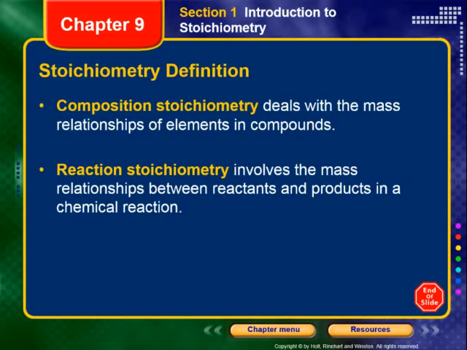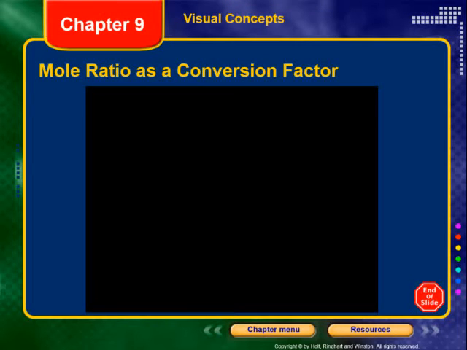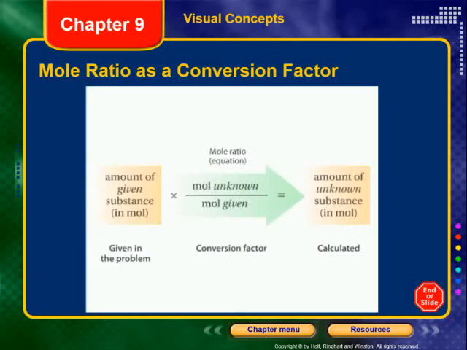Whereas reaction stoichiometry looks a little bit more like what we saw 2 slides ago, where we look at an entire chemical equation and we look at relationships between reactants and products, right? Different compounds, but they're within the same reaction. The amount of a given substance in moles times an appropriate conversion factor is equal to the amount of the unknown substance in moles. The conversion factor is the mole ratio of the unknown substance to the known substance, which can be determined by examining the balanced equation.